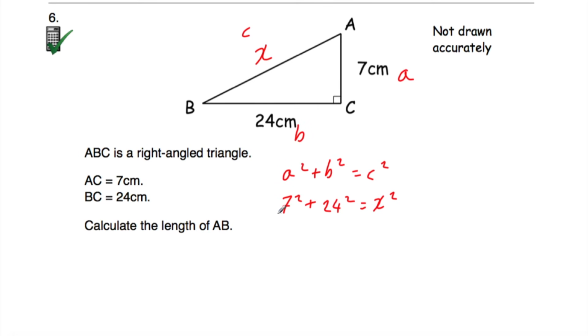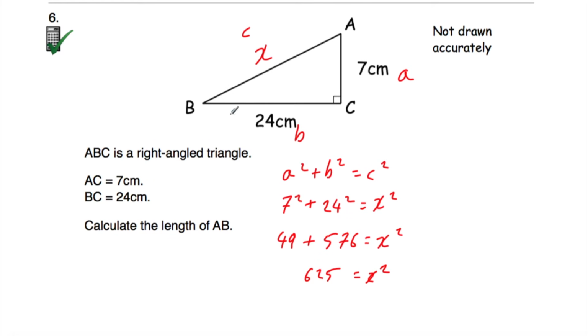Now let's work this out. So we've got 7 squared, and it's a calculator question. 7 times 7 is 49. We should know that anyway. Plus 24 squared. So I'm going to do it on my calculator. For some reason, I'm thinking it's 576. Let's check. Yeah, 576. And that's equal to x squared. Now we need to work out what this is. So 49 plus 576 is equal to 625, and that's equal to x squared.